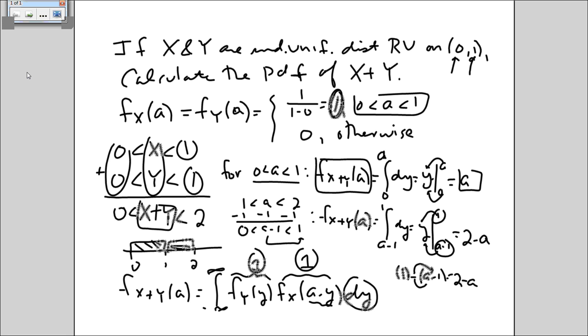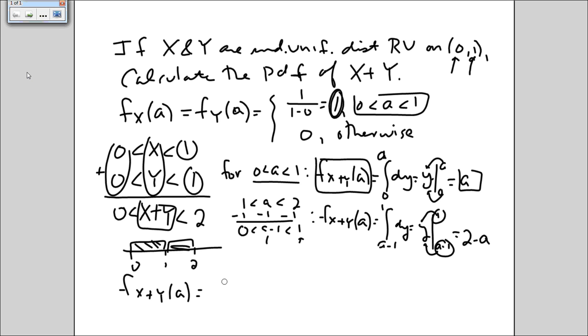Let's see where I can write it. So I'm going to write it right here on the bottom. We wanted to know what f sub x plus y of a equals. Well, it's a piecewise function. Sometimes we got a. Sometimes we got 2 minus a. And other times, if there are other times, we got 0.